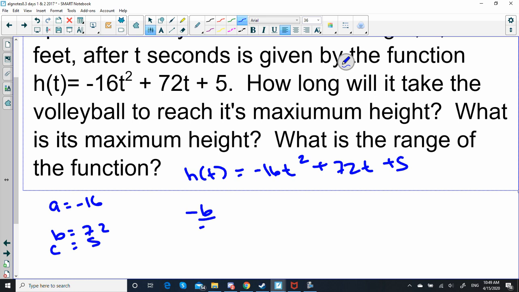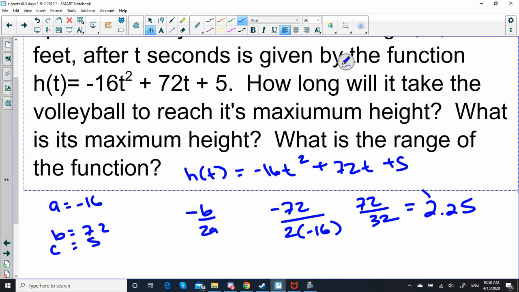So we're going to plug it in our formula that we're so good at now. So negative 72 over 2 times negative 16. So 16 times 2 is 32. 72 over 32. So let's put that in our calculator. 72 ABC 32. That gives me 2 1/4, or 2.25 is my x. Okay, so I've got 2.25. That is the answer to the first question. How long will it take the volleyball to reach its maximum height? So 2.25 seconds. Okay, and then what is the maximum height is the y part of the equation.